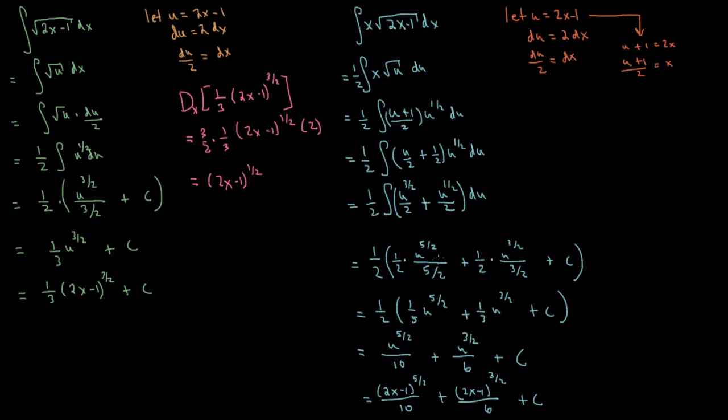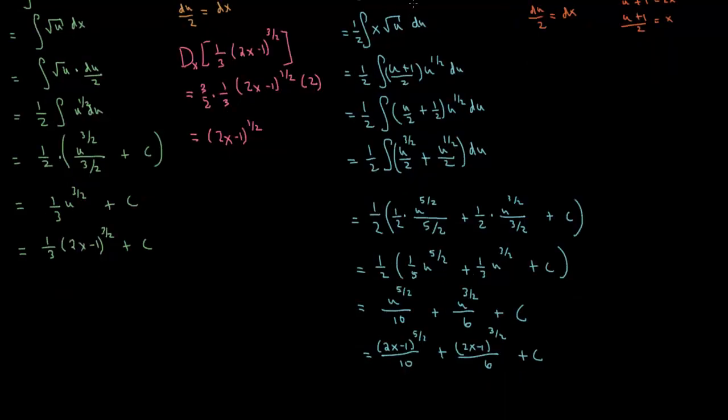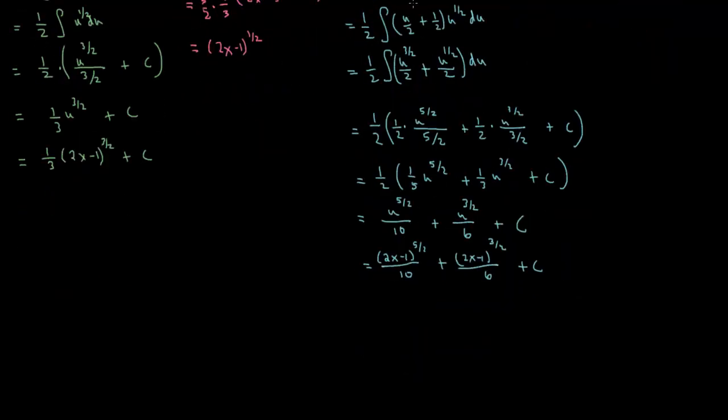So again, the general rule of thumb is just to let the inside function be u and see where that takes you. It doesn't always work. We'll see an example pretty soon where it doesn't always work, but it's usually a good starting point at least. Let's look at another trig one.